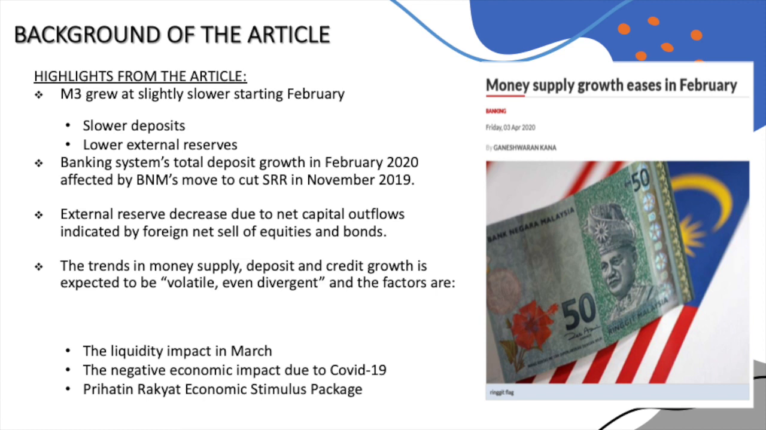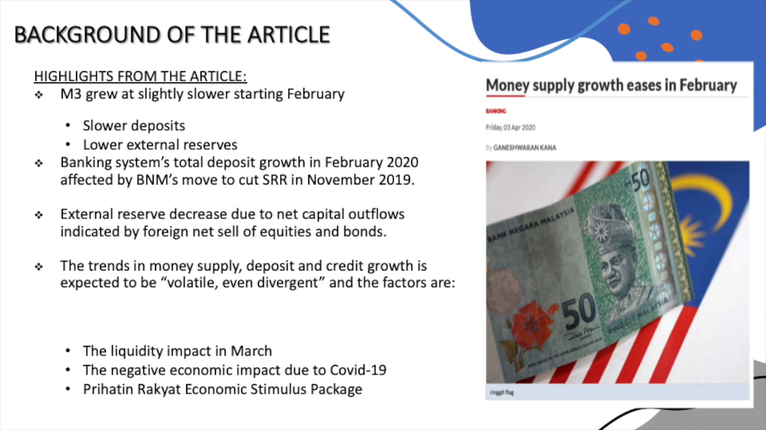So, the issues that we are going to discuss are based on an article titled Money Supply Growth Eases in February. The article highlighted that Malaysia's total money supply, M3, grew at a slightly slower rate in February. That was due to slower deposits and lower external reserves. The article also mentioned the banking system's total deposit growth in February 2020 was affected by Bank Negara's move to cut the statutory reserve requirement, SRR, in November 2019.